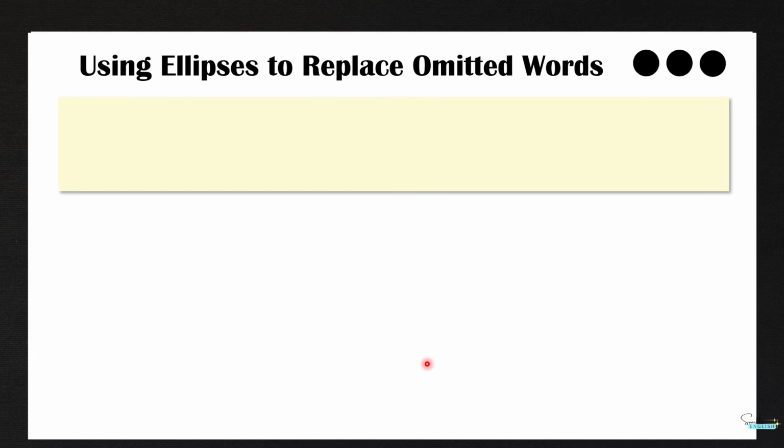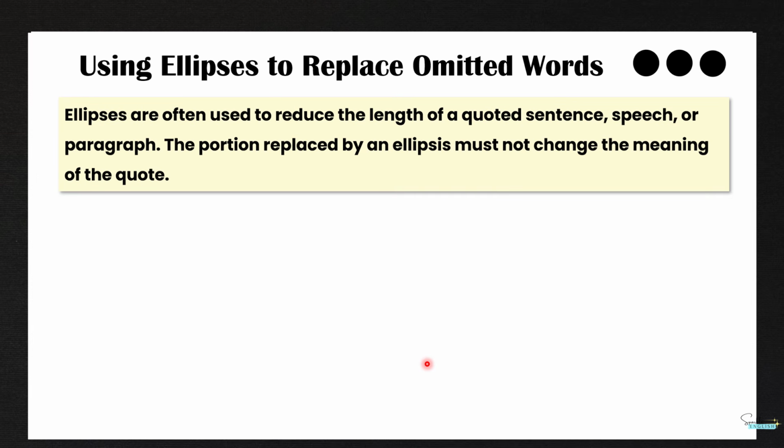So first of all, let's talk about using ellipses to replace omitted words. This is very common if you have to write an essay in school or university, or if you are writing an article. Ellipses are often used to reduce the length of a quoted sentence, speech, or paragraph. The portion replaced by an ellipsis must not change the meaning of the quote.